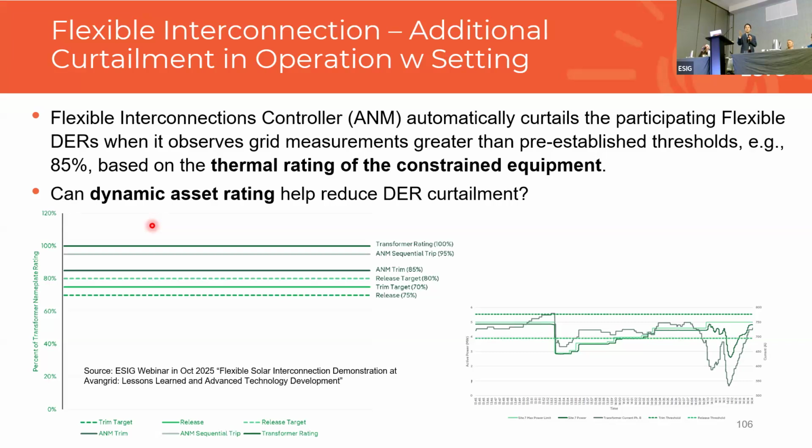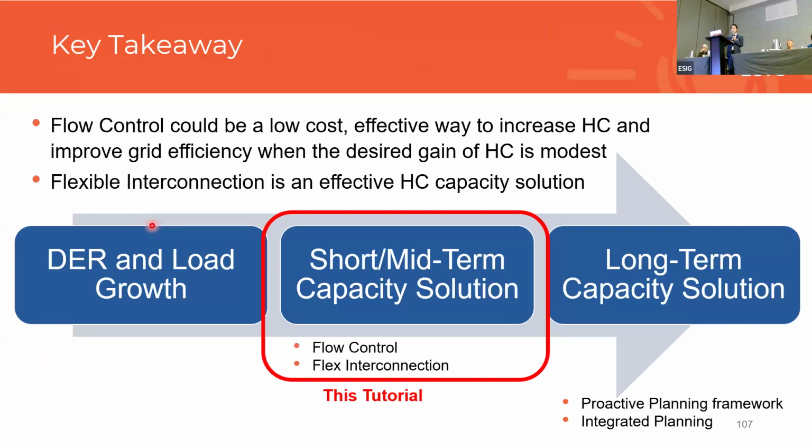I think, in my opinion, we all need to work together. What's the best practice to benefit the utility, benefit the customers, benefit the developers? And the key takeaway here, maybe my personal opinion, is that flow control could be a low-cost, effective way to increase the DER hosting capacity and the load hosting capacity, and improve grid efficiency when the desired gain of the hosting capacity is modest. So basically you can increase it, but not all grid conditions are a good candidate for this technology.